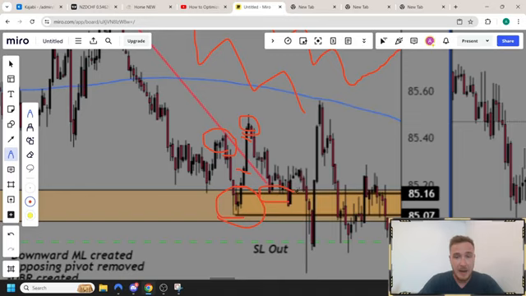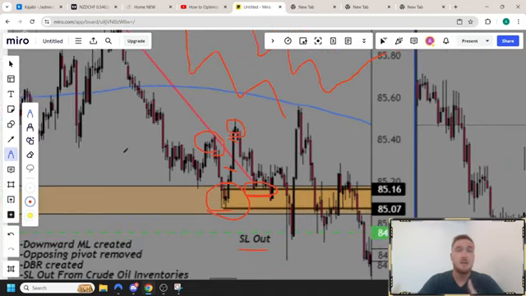We buy the pullback back here. Looks like this one was a stop out, but that's okay. You're going to have losing trades, ladies and gentlemen. That is the multiple time frame confirmation setup.